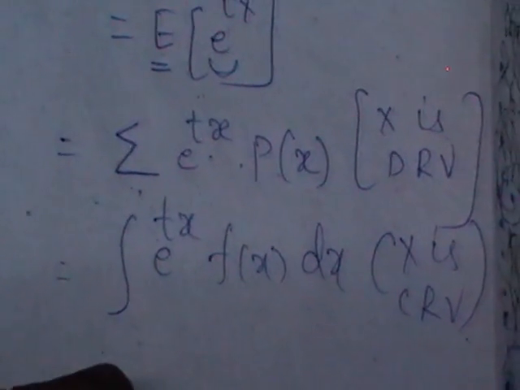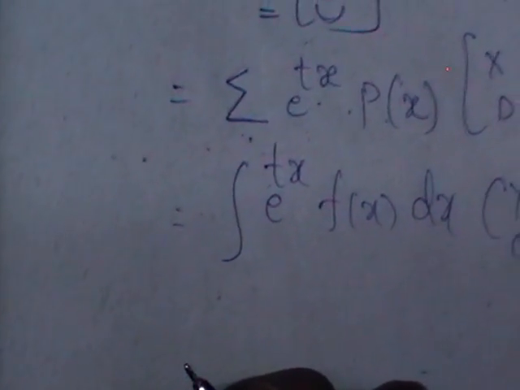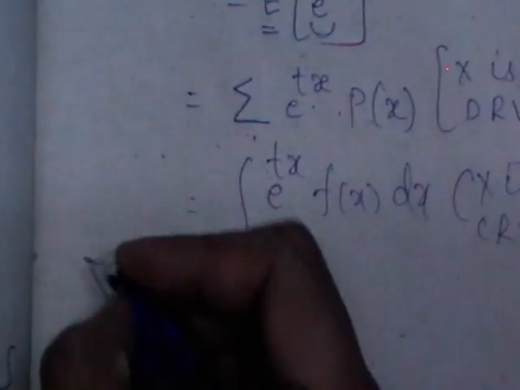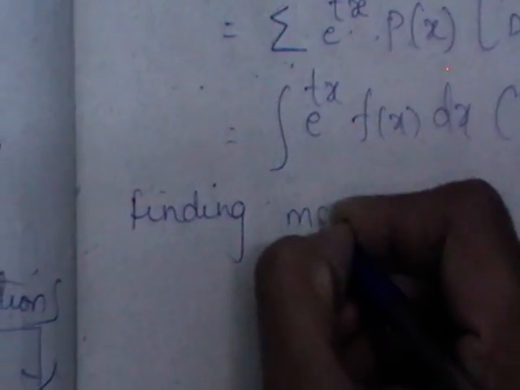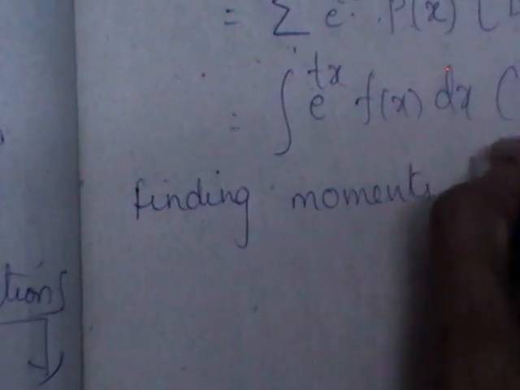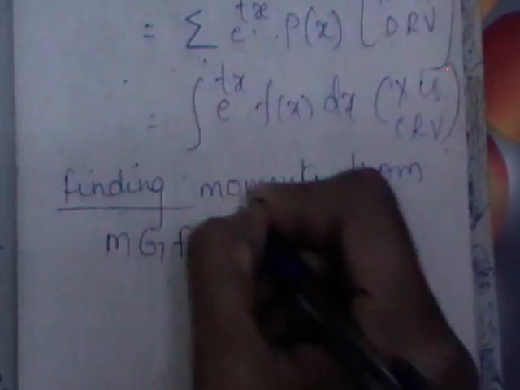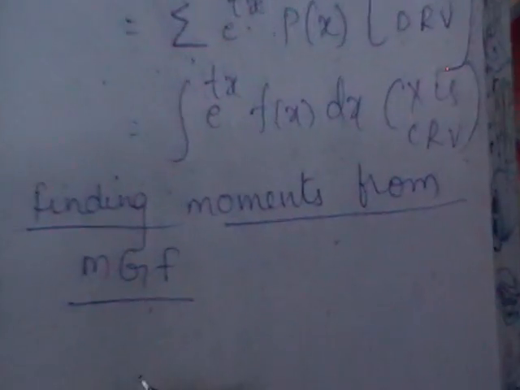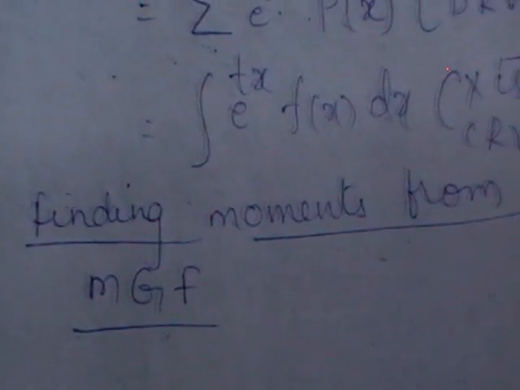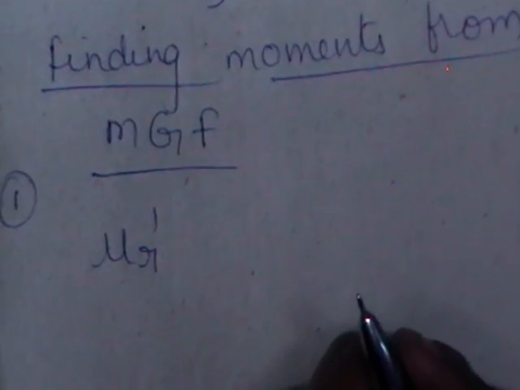Now, how to find moments from this M_X(t)? We have two different ways of calculating moments from the MGF, the moment generating function. Moments means we always first calculate the non-central moments, then we go for central moments. So we have two different methods of calculating moments from the MGF.